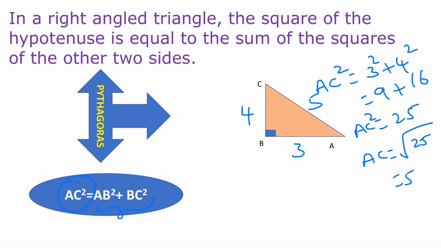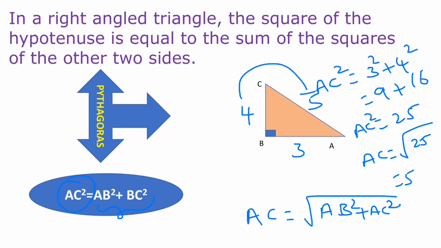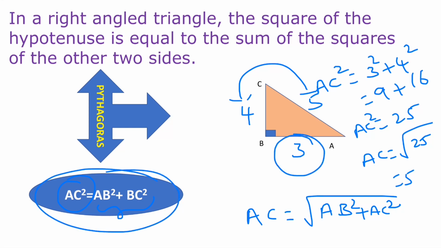Similarly, or we can directly write, to find AC, that will be the square root of AB square plus BC square. And we can even find, if the hypotenuse and one other side are given, the third side using this Pythagoras expression. AC square is equal to AB square plus BC square.